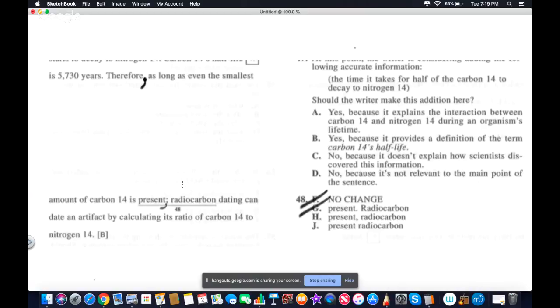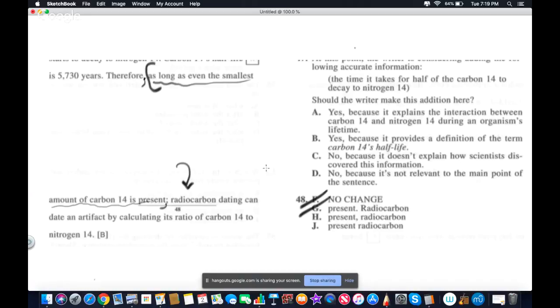Well, if I don't have a comma at all, what I'm saying is that the sentence starts with this phrase: as long as even the smallest amount of radiocarbon is present, radiocarbon dating. It's just by plowing through that, what we've done is we've started the sentence with extra information instead of with the subject. So the subject is really radiocarbon dating.